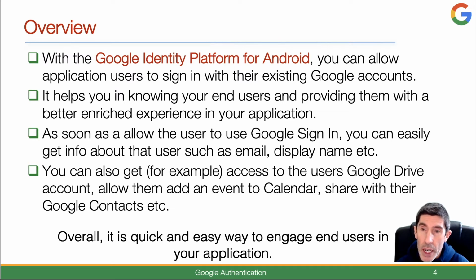That's what we're going to grab as well. You can also get, for example, access to the user's Google Drive account, allowing them to add an event to their calendar, share with their Google contacts, or whatever. So any of those apps that you're familiar with already, where you were asked to sign in with Google, you get access to all this extra information, which is really, really nice. And it's all done relatively seamlessly. All you need to know is what properties you want to get at, what scopes you want to request, and we look at those in some of the code snippets.